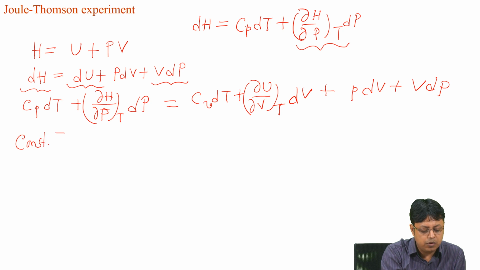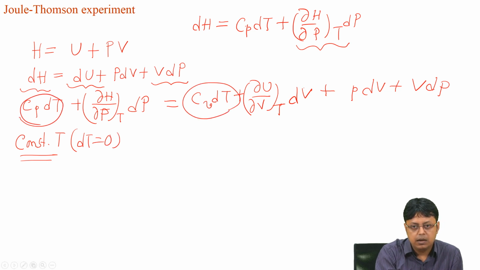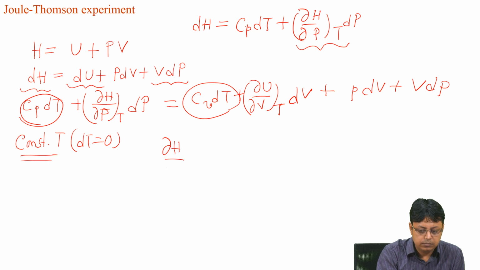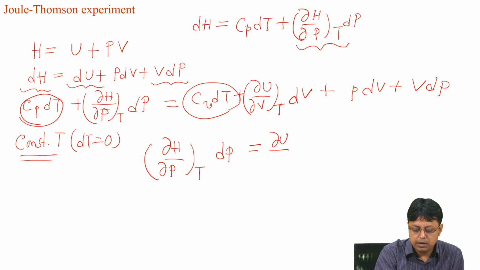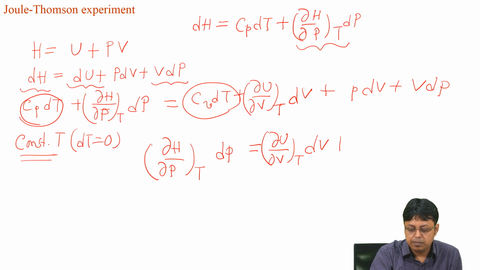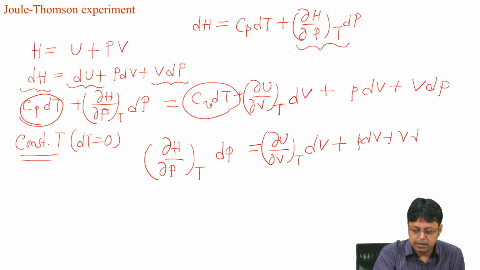Now, consider a constant temperature process. If we have constant temperature, which means dT is 0, these two terms cancel, these two terms become 0. So, we have (∂H/∂P)_T dP is (∂U/∂V)_T dV plus P dV plus V dP.